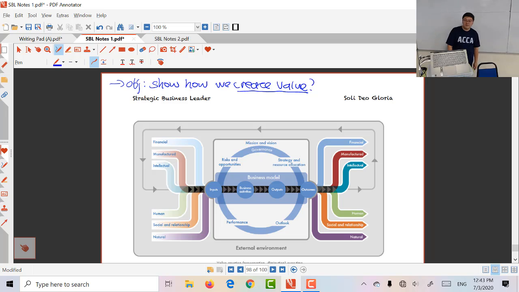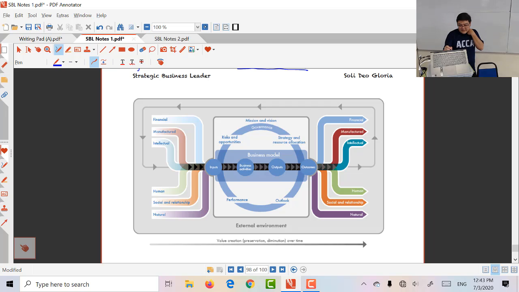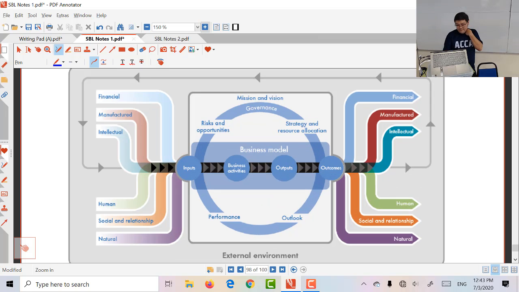Okay? The whole objective is to show how we create value. Now the creation of value is all visible in this diagram. This diagram is best understood if it can be interactive, but I can't do that. So I tell you and you imagine.